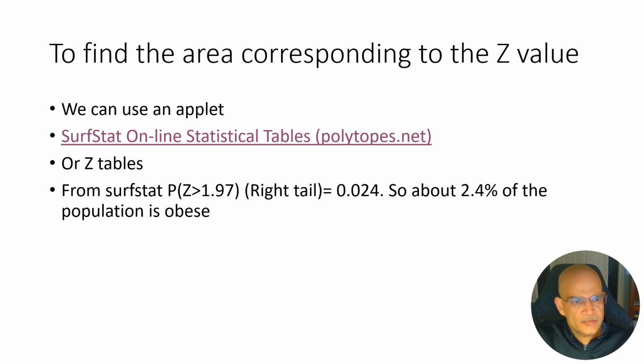And how do we find that out? For that we need an applet or z tables. You can do it with the z tables also. So we go into, let's see if my thing will work. It does not want to work on this, but basically you go into one of these applets and give it z of 1.97. It will give you a probability, so you can calculate that about 2.4% of the population is obese.